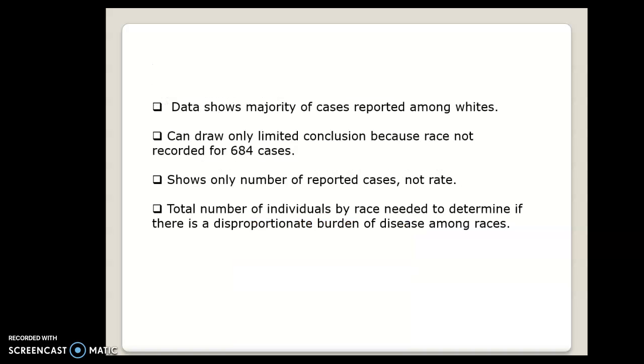The data shows the majority of cases reported among whites. And we can draw only limited conclusions because race was not recorded for 684 cases, and it shows only the number of reported cases, not rates. The total number of individuals by race is needed to determine if there is a disproportionate burden of the disease among the races.